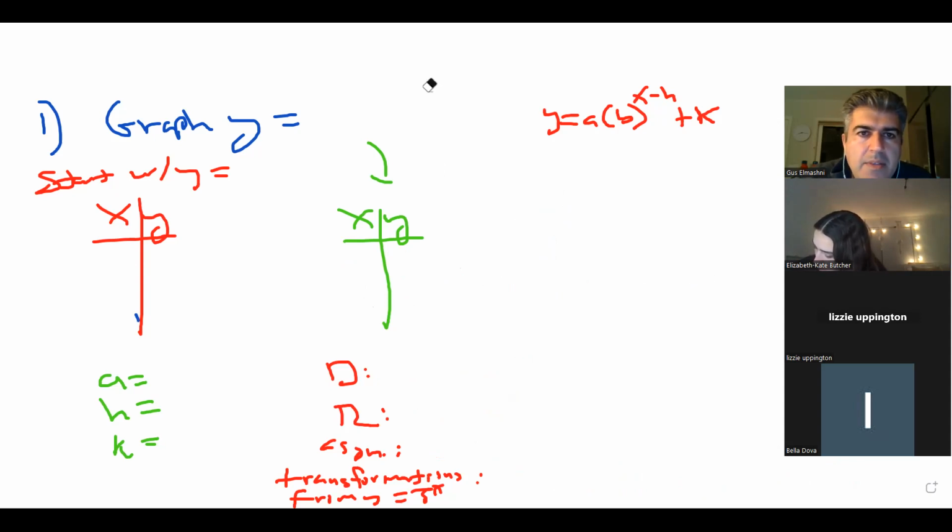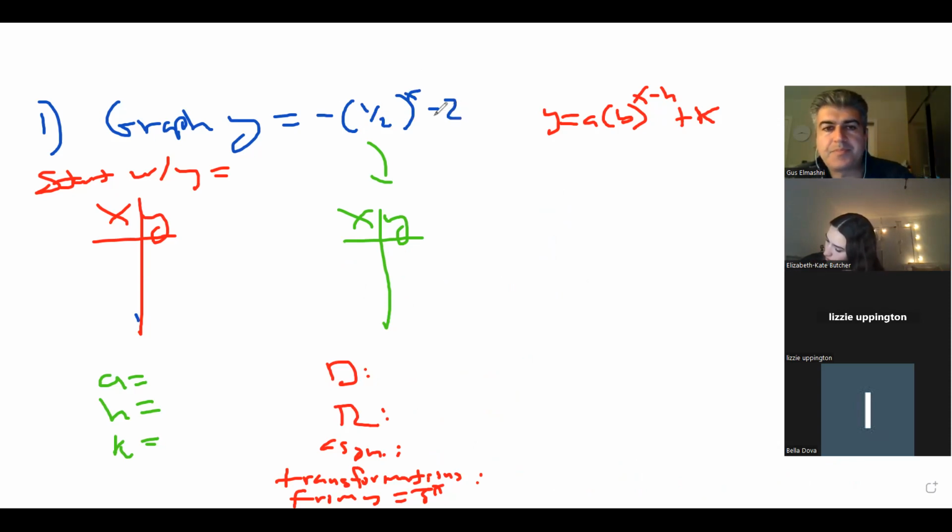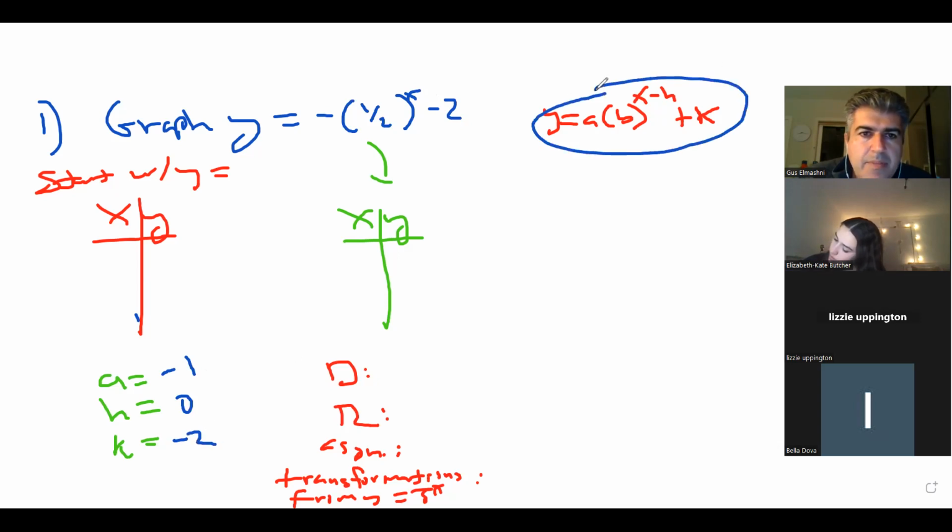Okay, so next up we have negative on the outside, 1/2 raised to the x, and -2. So of course a is -1, h is 0 this time, and k is -2, because you're comparing it to the parent. Are we going to have to state a, h, and k? No, but I'm just doing it because of the technique I'm using. It'd help for sure.